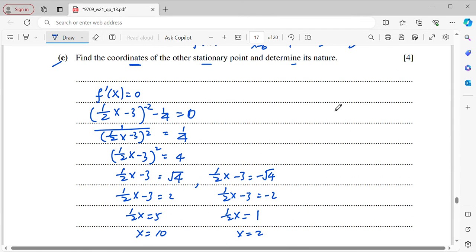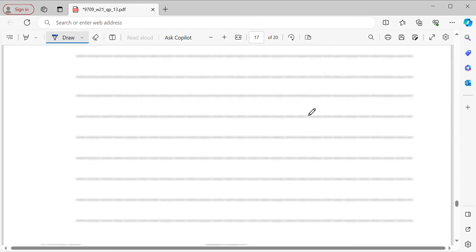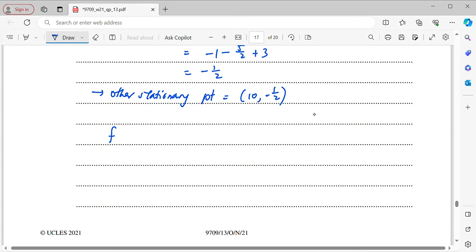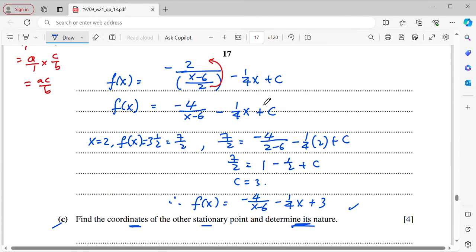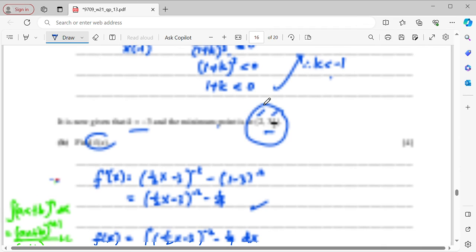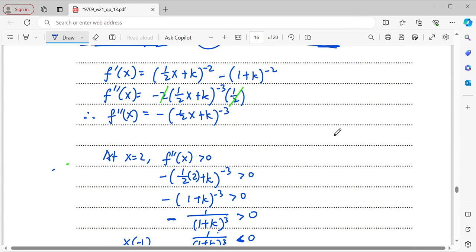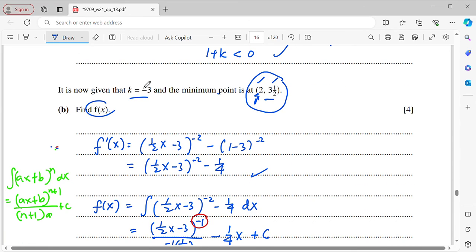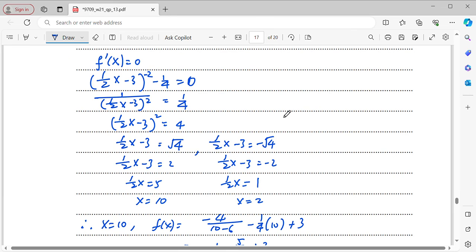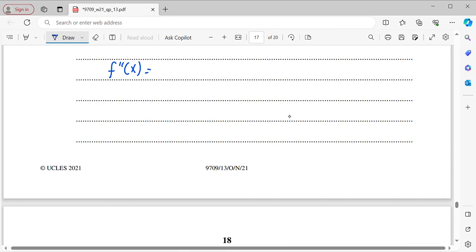Okay, and then to determine the nature, we need to refer to f double prime. Just copy back from the previous solution. So the f double prime we solved just now in part A is negative of (half x plus k) to the power of negative 3, and the k is minus 3. So I will rewrite: negative (half x minus 3) to the power of negative 3.